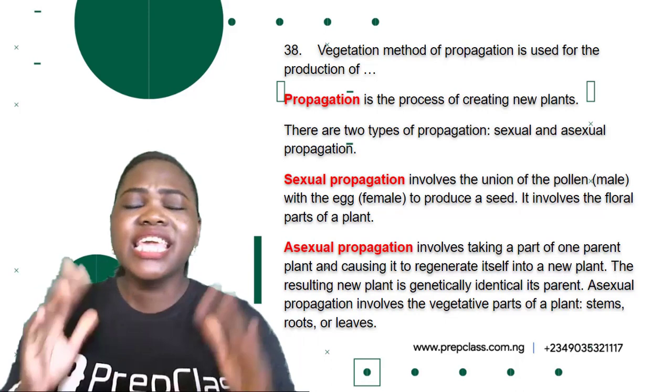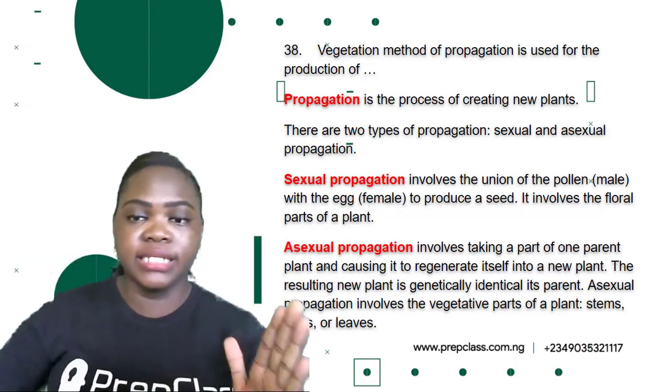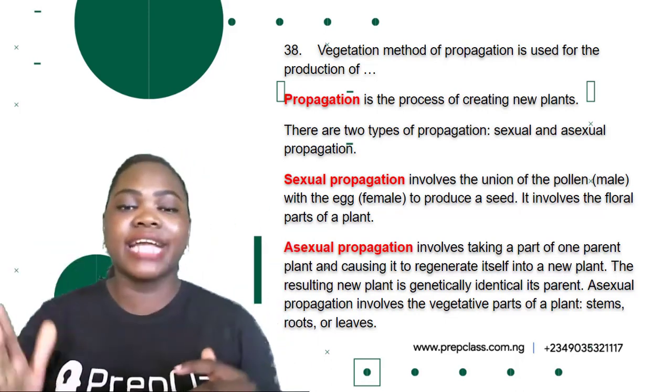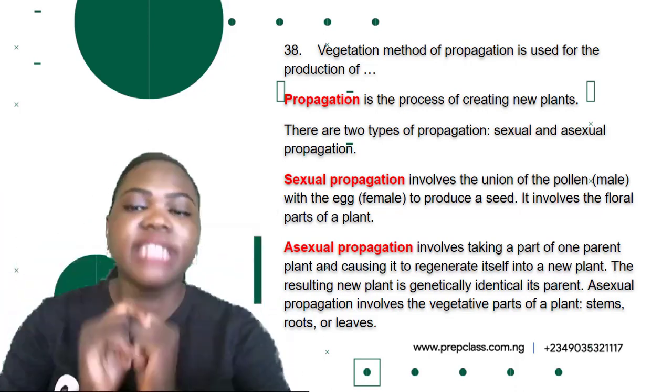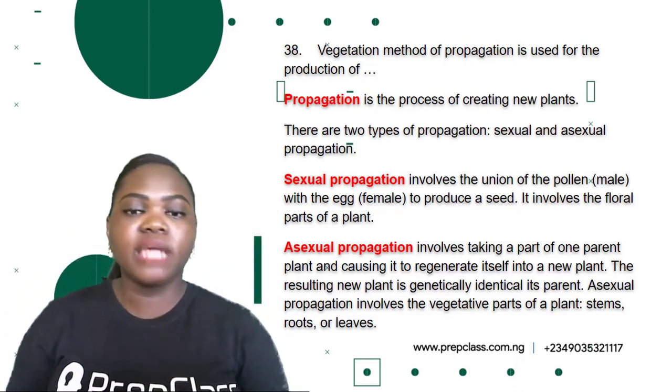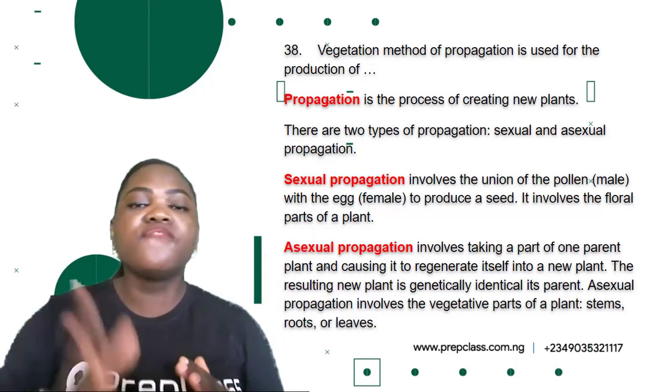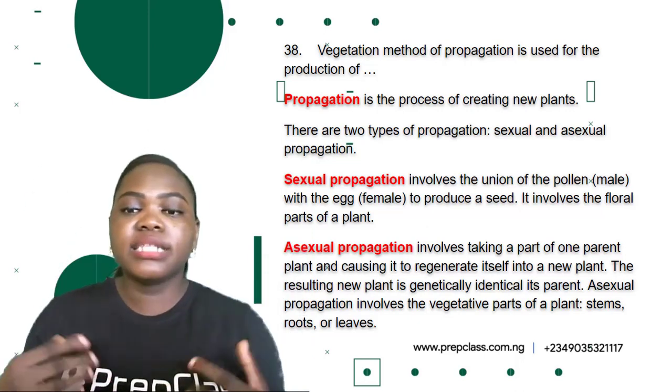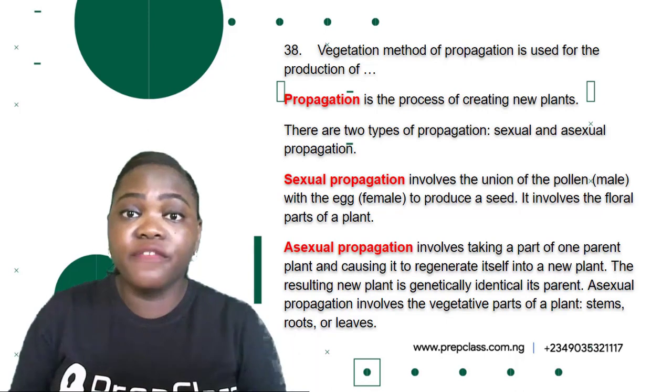Sexual propagation involves the union of the pollen, that is the male, with the egg, that is the female, to produce a seed. It involves the floral part of a plant. Okay, so sexual propagation involves the floral part of the plant. It involves the seed which is produced by the flower.